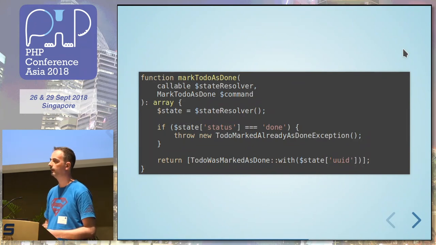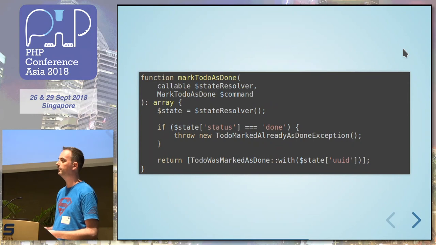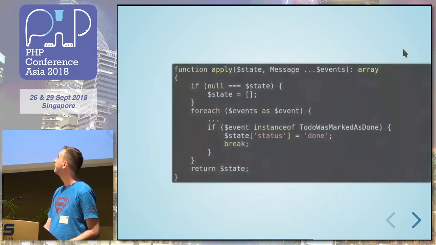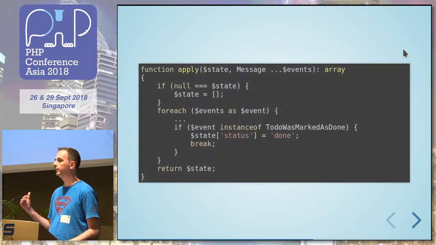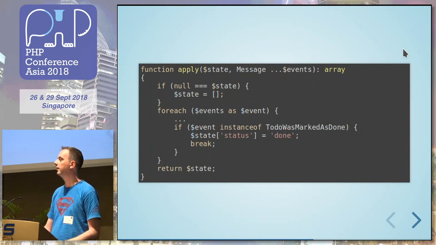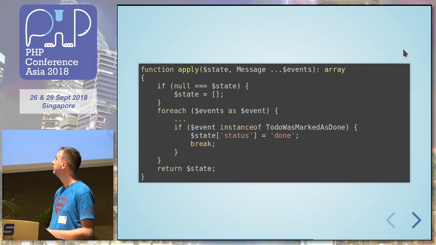After that, you have basically the same code like we had in the command handler, except that we return here an array of events. In this case, it's just one. And of course, we need an apply method again. And the apply method is there to calculate state for us.